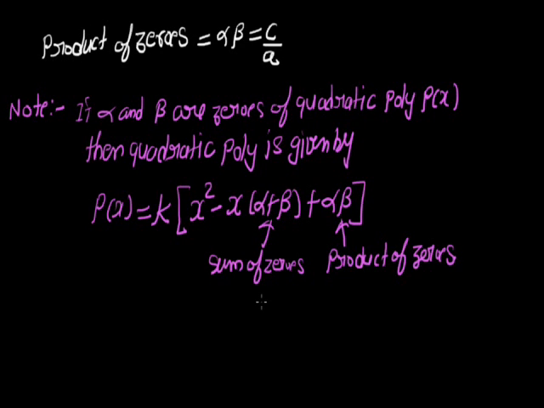Okay, now let us solve a few questions based on this relation between the zeros and the coefficients of the quadratic polynomial. Okay, so let us solve the first question.